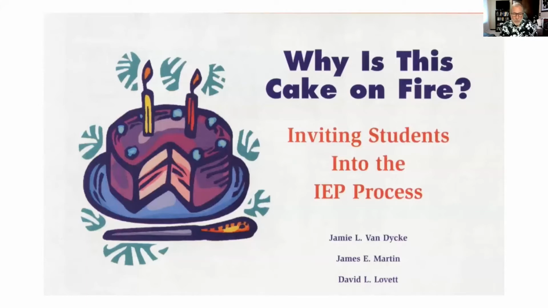Jamie Van Dyke, who I worked with for a number of years, was a doctoral student at the Zarrow Center. And she had this brilliant idea to come up with a metaphor. I don't know if that's the right term to use, but a metaphor for the teacher-directed IEP meeting. It's an article that we wrote called "Why is this Cake on Fire? Inviting students into the IEP process." Allow me a second as I read to you the beginning of this article. Are you ready?